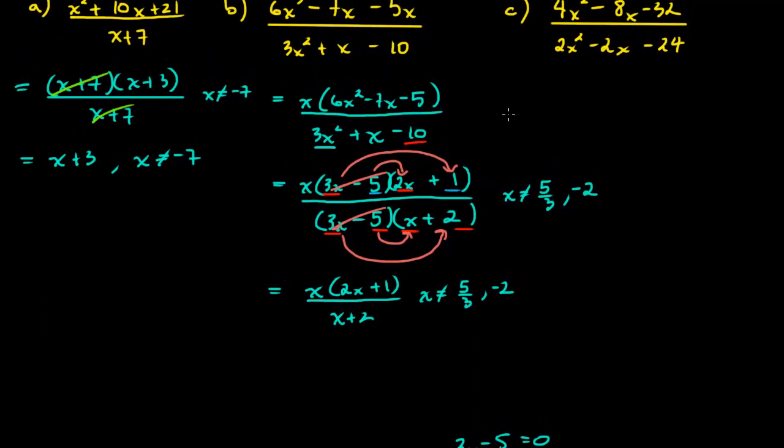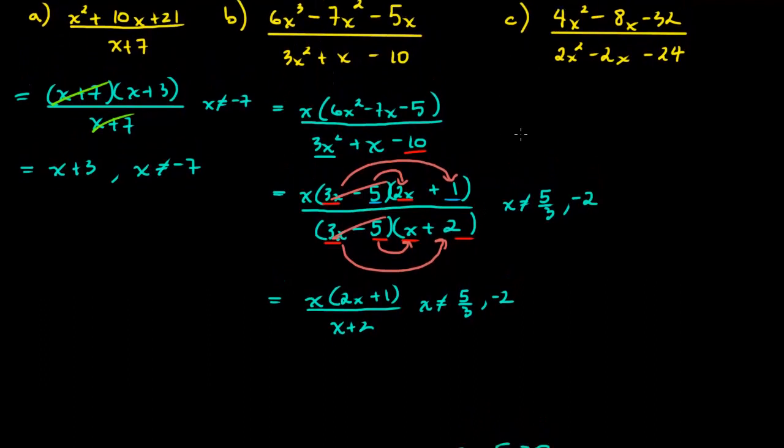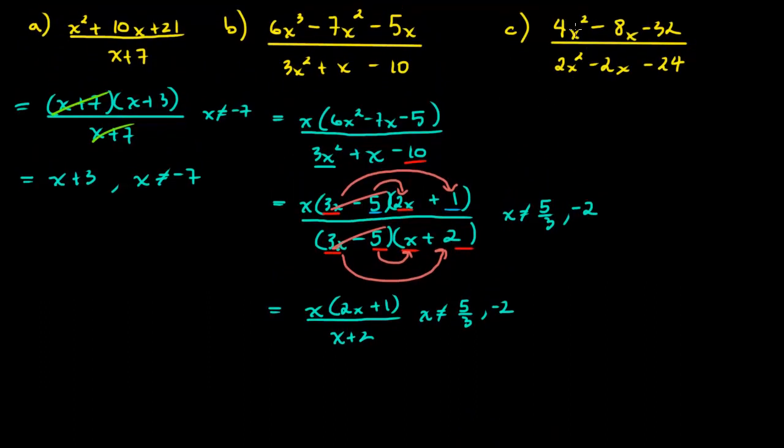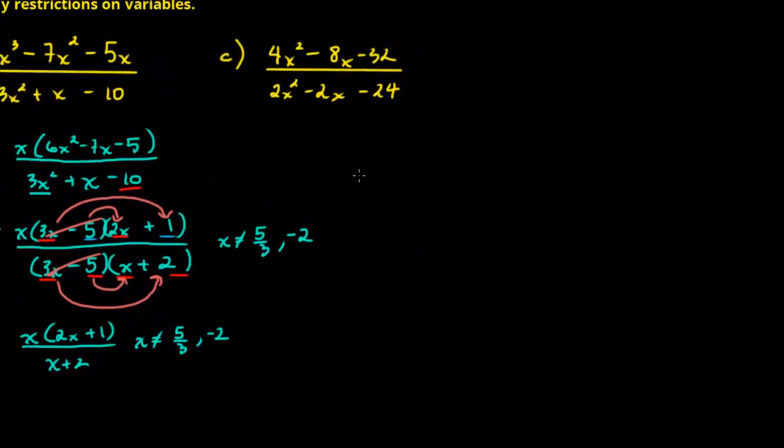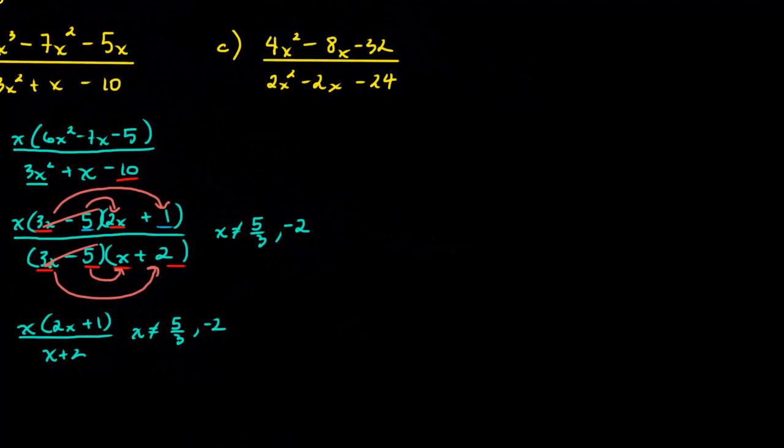In the next example, we're asked to simplify 4x squared minus 8x minus 32 over 2x squared minus 2x minus 24. So let's look at how to simplify this expression. The first step is to factor the numerator and factor the denominator.